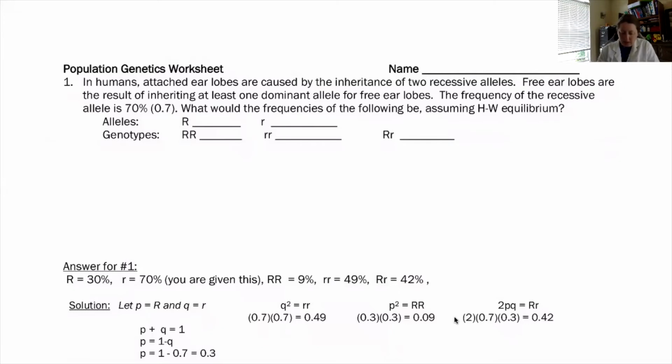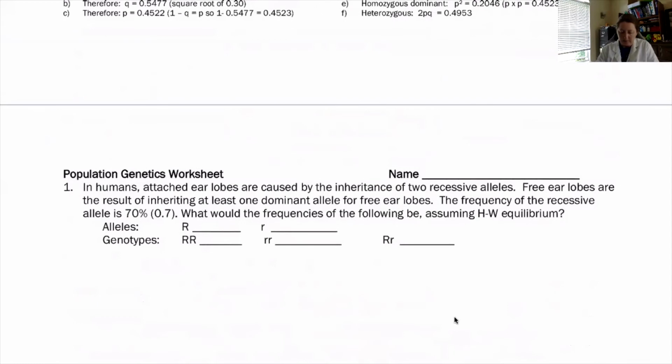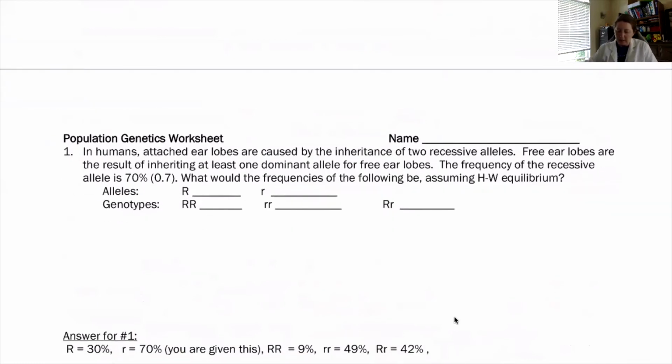Okay, so it says in humans, attached earlobes are caused by the inheritance of two recessive alleles. So an attached earlobe is recessive. And free earlobes are the result of inheriting at least one dominant allele. So we don't know if they are homozygous or heterozygous if we're looking at these free earlobes. And the frequency of the recessive allele is 0.7. What would be the frequencies of all the rest, assuming, of course, Hardy-Weinberg equilibrium and all the assumptions that come with that?